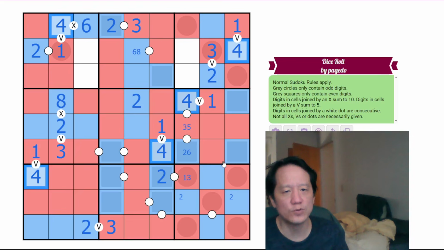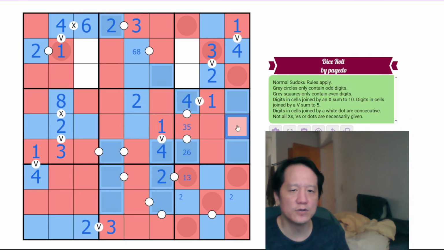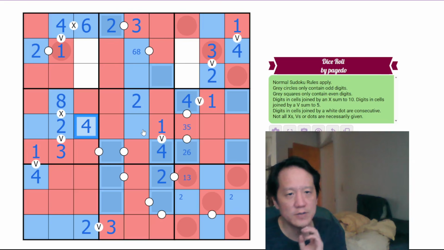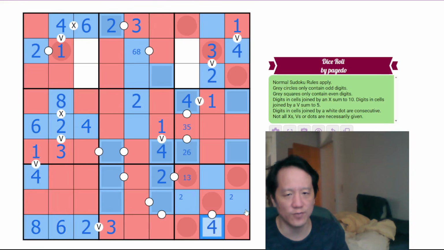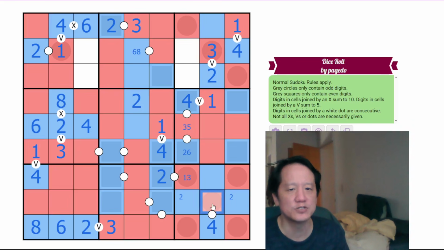Where are 4s? Where's 4 in row 5? Can't be 4 because of 4 in the box. Can't be 4 because of 4 in the column, so 4 is there. Therefore, that leaves this as 6 as the last remaining even digit. This is 8. This is 6, which makes this 4. 4 is consecutive with 3 or 5, but 3 in the column eliminates 3, so this is 5.